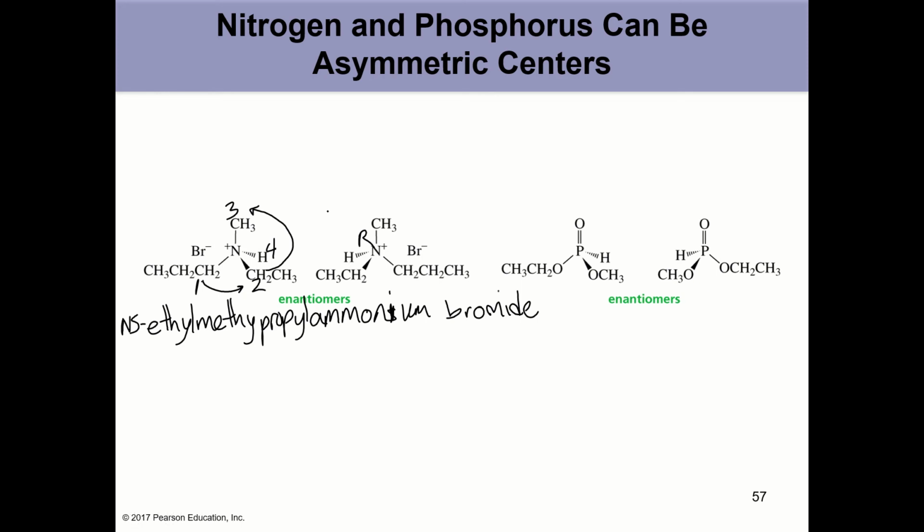You have to indicate where that stereocenter is located. If it's not at a carbon number, then you have to write what the heteroatom that is asymmetric is.